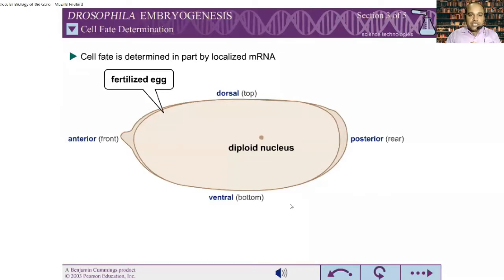Maternal effect genes are the genes whose products are present within the cytosol of the egg, and they are the ones which will determine the fate of the egg.